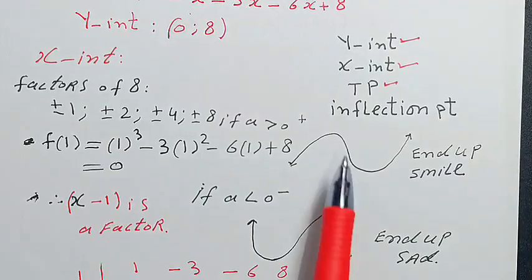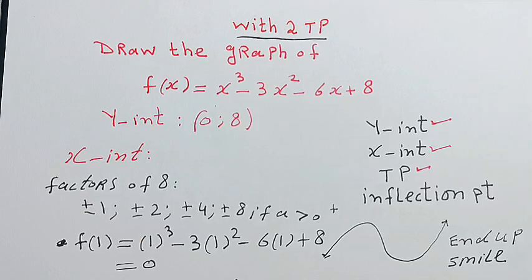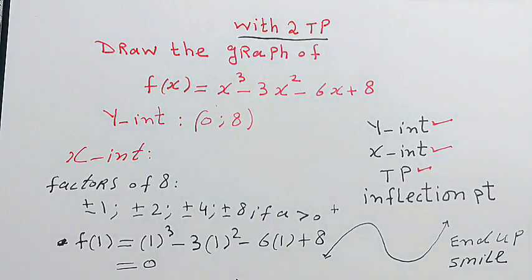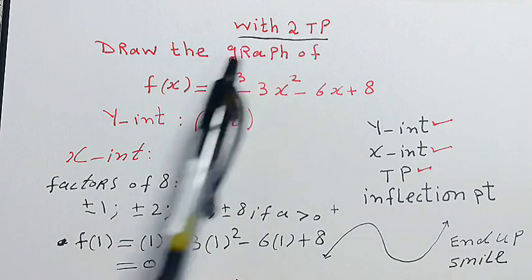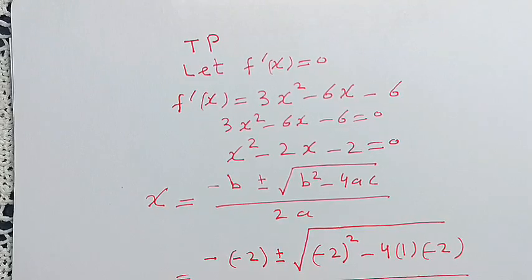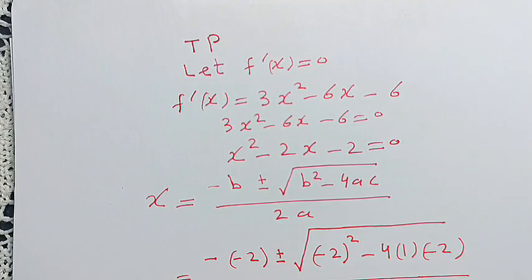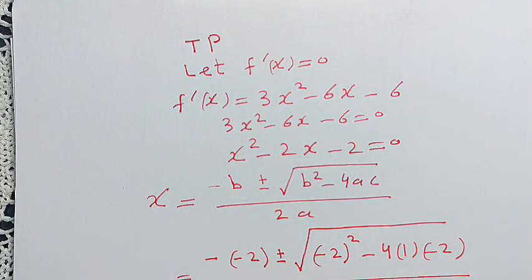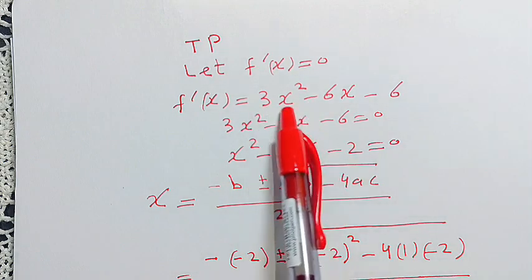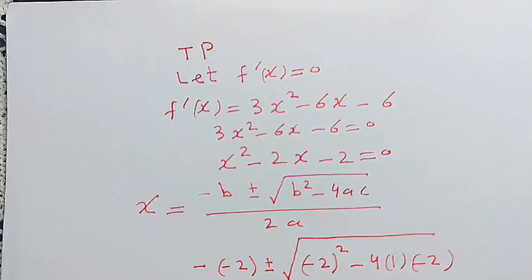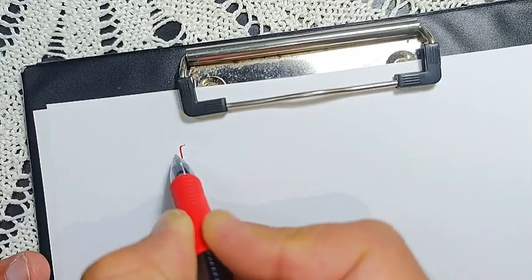Now the last thing we need to find is the inflection point. Remember this one, I'm going to show you how to sketch the graph with 2 turning points. Next video I will show you with 1 turning point, and after that I will also show you with no turning point. Now we need to find the inflection point, so the second derivative must be equal to 0. So this is the first derivative we already have. We're going to find the second derivative, which is going to be 6x minus 6 is equal to 0. Have a look. So the second derivative must be equal to 0.